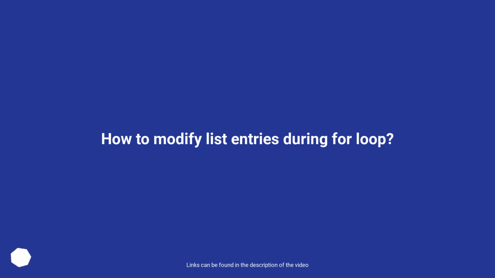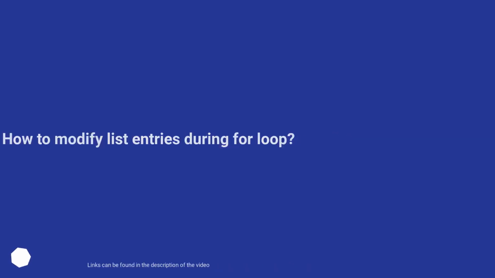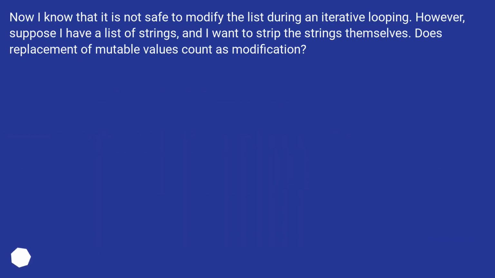How to modify list entries during for loop? Now I know that it is not safe to modify the list during an iterative looping. However, suppose I have a list of strings, and I want to strip the strings themselves. Does replacement of mutable values count as modification?